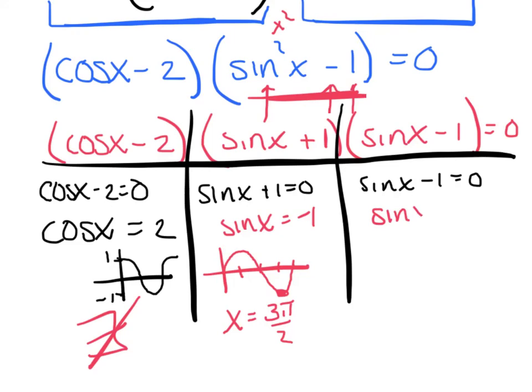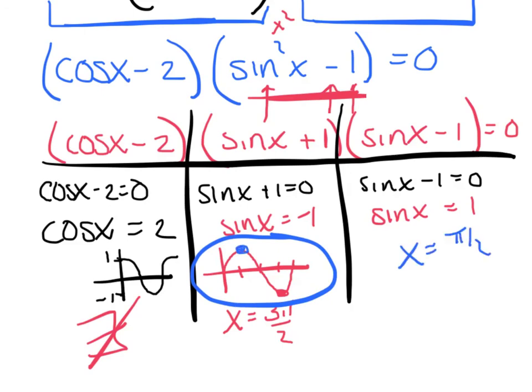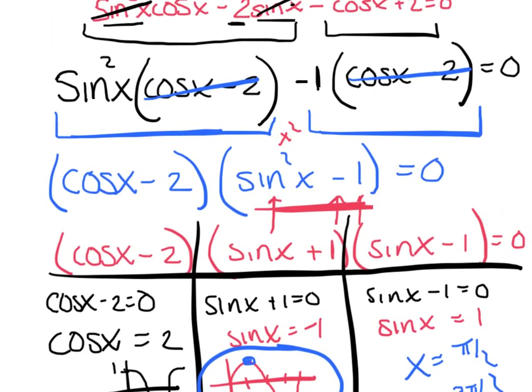And on this one, I've got sine x equals positive 1, and I'm just going to refer back to this graph I drew over here. How many times does this curve hit positive 1? I would say once, and that's at x equals pi over 2. So I've got myself two answers, pi over 2 and 3 pi over 2. And again, if I just quickly verify at the top there, my largest exponent was a 2, so in fact I should get two answers.